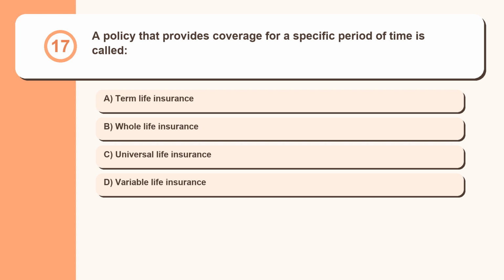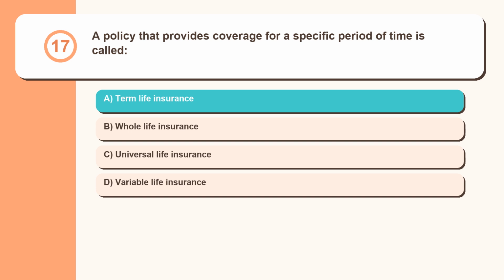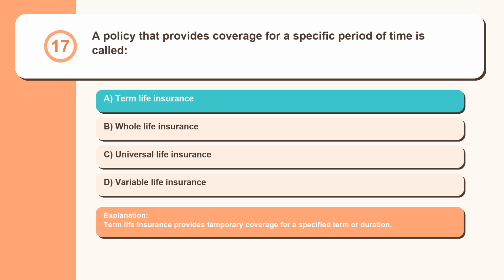Question 17. A policy that provides coverage for a specific period of time is called term life insurance, whole life insurance, universal life insurance, variable life insurance. Term life insurance provides temporary coverage for a specified term or duration.